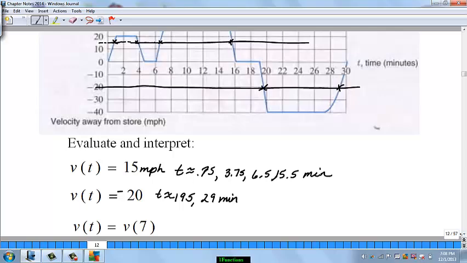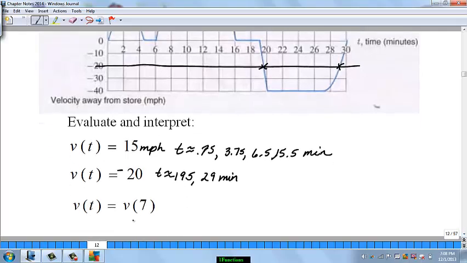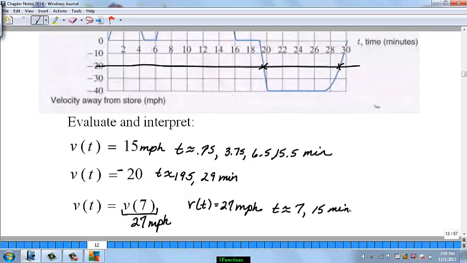Well, if I do V of 7, let's look at this here. V of 7 looks like it's about maybe 29 miles per hour or 27 miles per hour. So basically you want to know what times, because this whole thing is about 27 miles per hour. At what time is it 27 miles per hour? So basically I'm looking for this. What time am I doing 27 miles per hour? And if I look at the graph, it's roughly 7 and 15 minutes. Okay, that is it for the functions introduction.